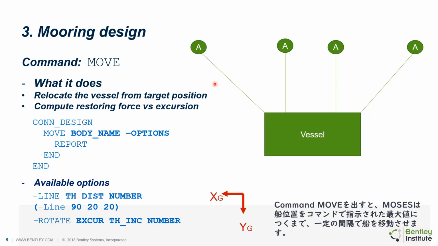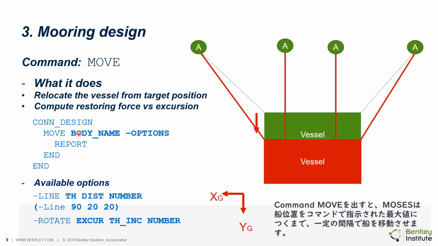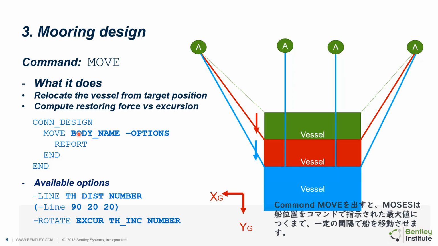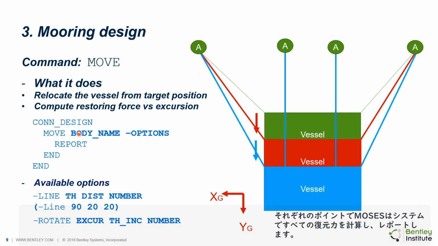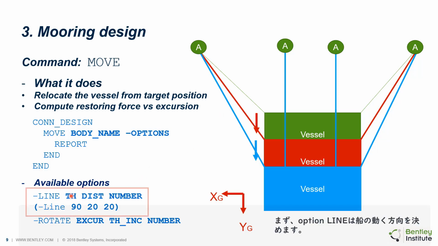Then, once we issue the command move, MOSES relocates the vessel with a specific step size until it reaches the total distance specified in the command. At each step, MOSES calculates all the restoring forces in the system and reports them. The syntax is similar to the table command, but it has two options. First of all, the option line here defines the direction the vessel will move along.